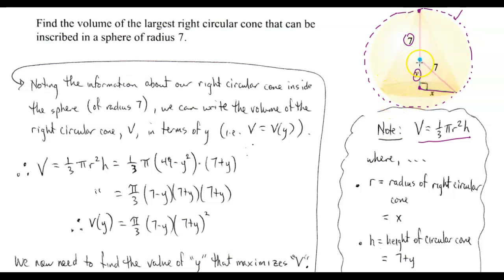Okay? And here we are choosing to rewrite or model everything in terms of y, because that's tied to the height of the circular cone, and it will be a little bit easier for us to model it that way versus trying to model everything in terms of x. So now that we know the height in terms of y, I want to know what x is in terms of y.